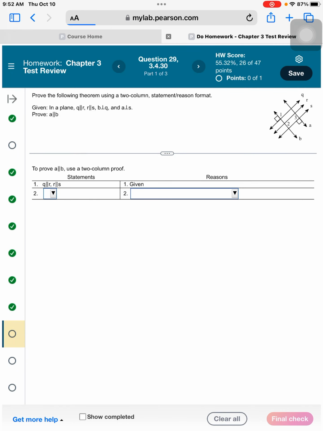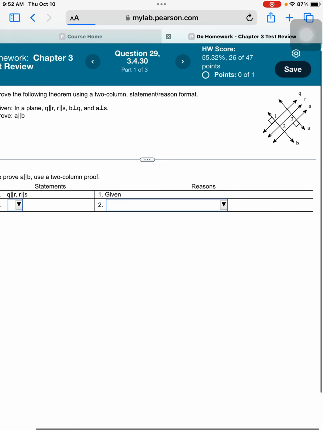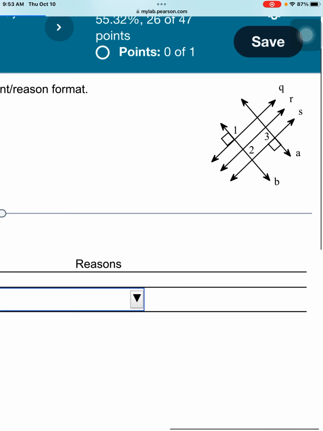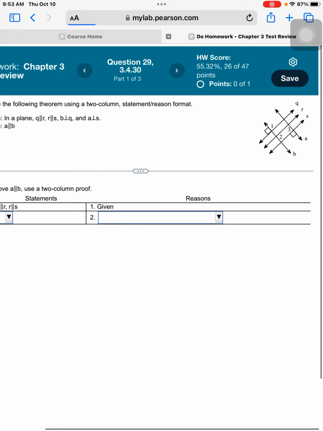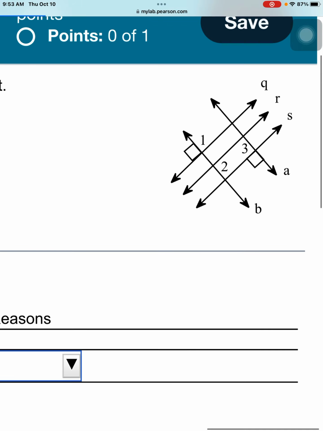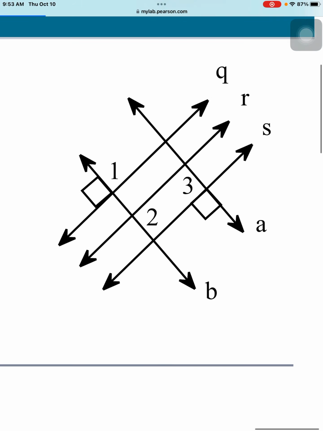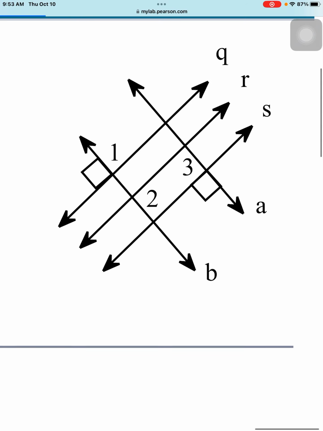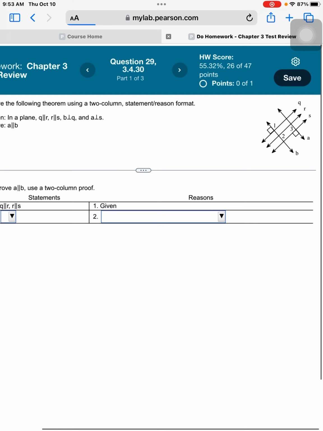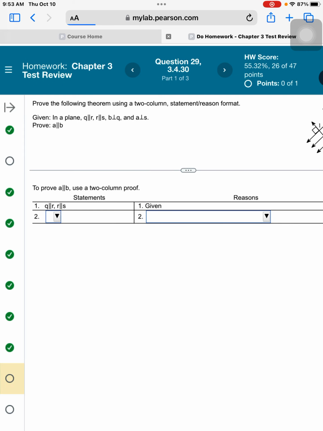Okay. In a plane, QR, and so on. It pretty much just literally tells us. It shows it there. QR is parallel. RS is parallel. So if QR is parallel and RS is parallel, then doesn't that mean that Q, R and S are all parallel to each other? Yes, we learned about that. That's the transitive property. If P to Q, then Q to R, then I can say that Q is also parallel to S. That's probably going to come in handy.